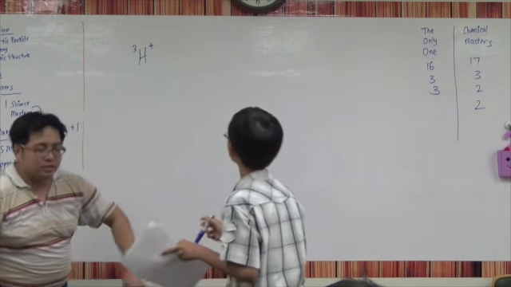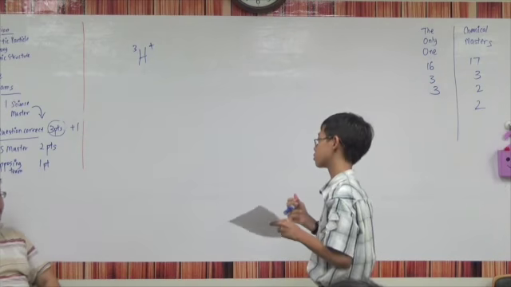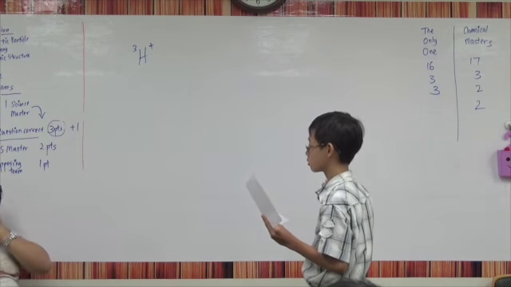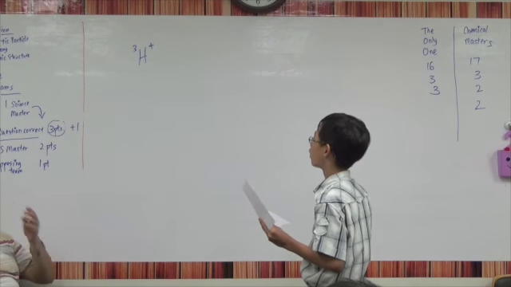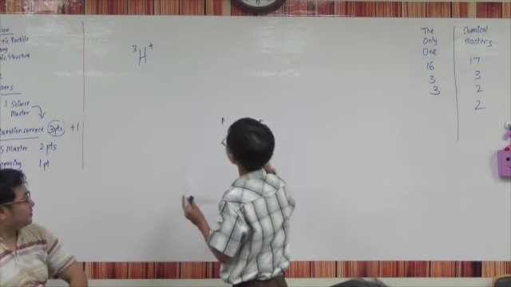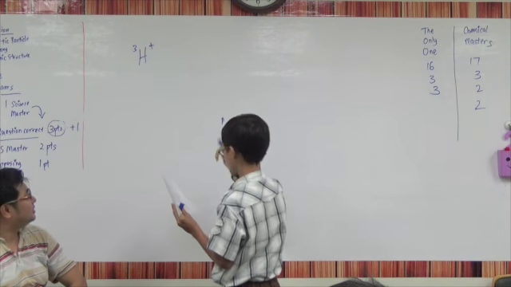So this is a special isotope of hydrogen. It's called tritium. Alright? So it's actually tritium plus. So tell me the number of protons, neutrons, and electrons. P-I-E, wrong.